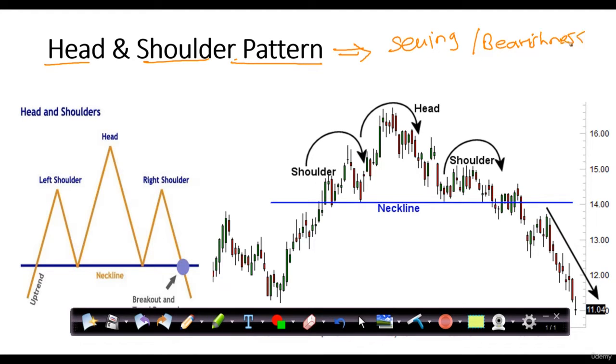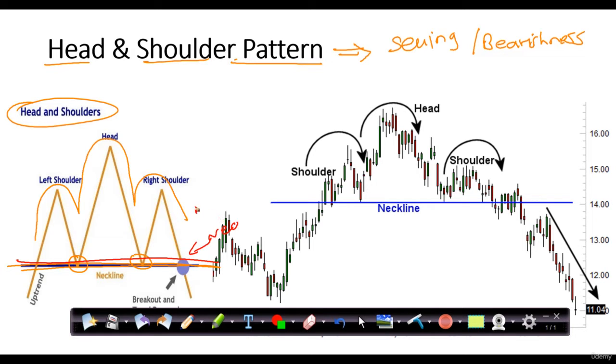So how will this pattern look? If you see this syntax here, it has one left shoulder, one head, one right shoulder. Now we have to make an entry. See, this is the left shoulder, this is the head, this is the right shoulder. So the market has one common touch point or common swing. If you connect that swing using some support or resistance line, then this swing is called the neckline.